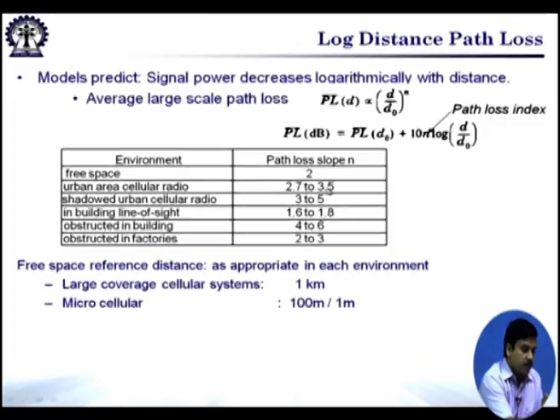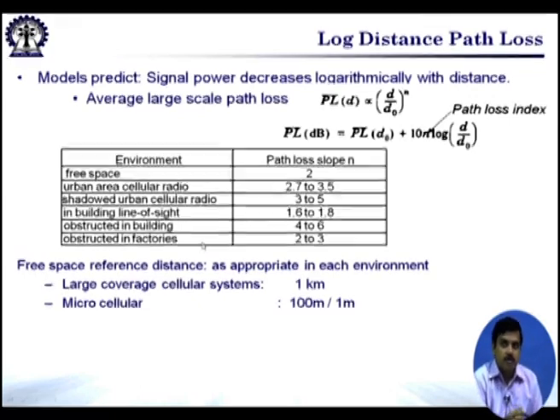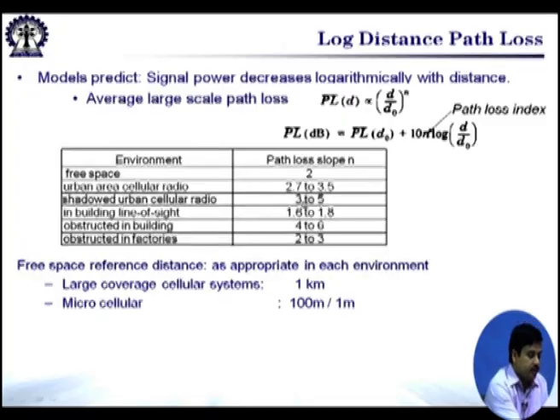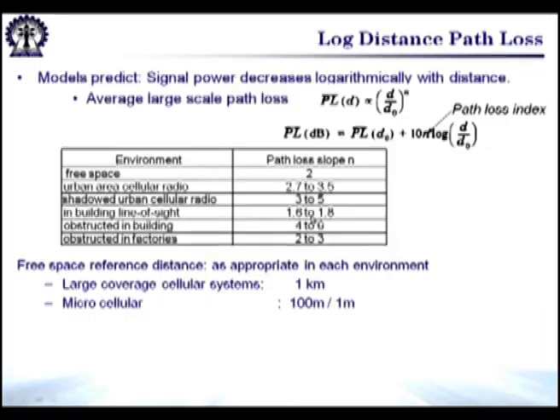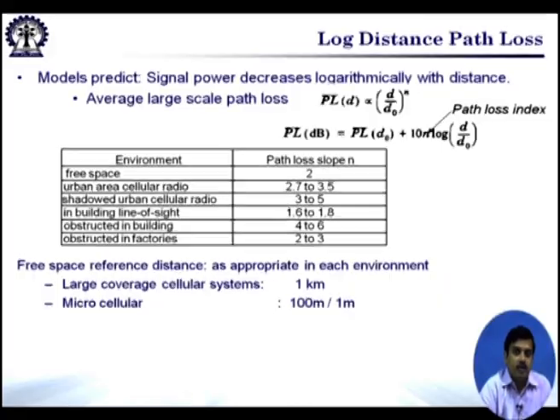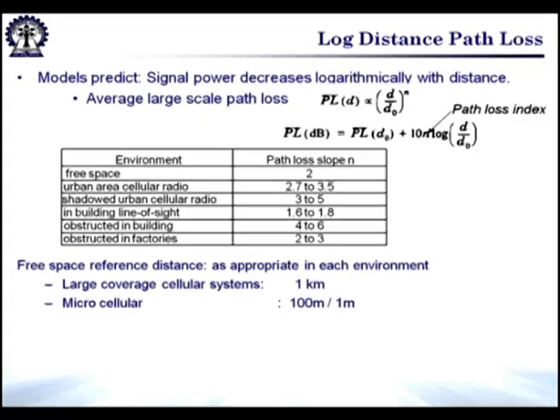These numbers would also depend upon the frequency. In the shadowed urban cellular region, that means when there is a lot of obstruction between the transmitter and the receiver, you would get numbers in the range of 3 to 5. In building line of sight, that means when you are inside a building, it is between 1.6 and 1.8. As these numbers are less than 2, this indicates a kind of waveguide effect, typically like a corridor where signals are guided towards one direction and losses are less than 2.